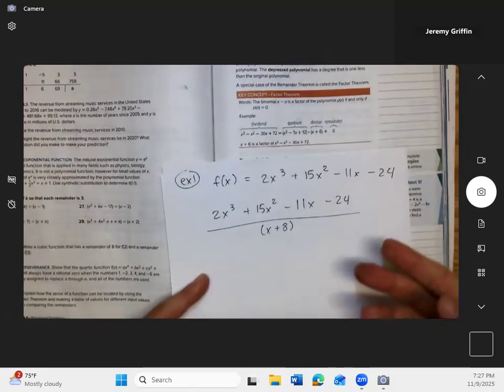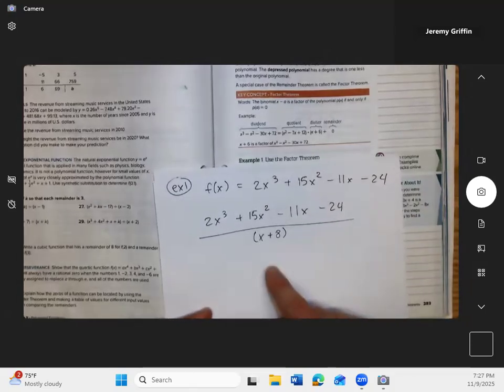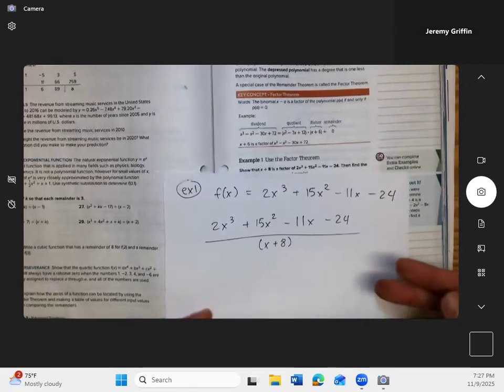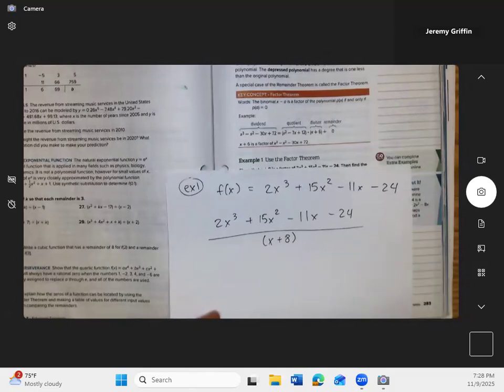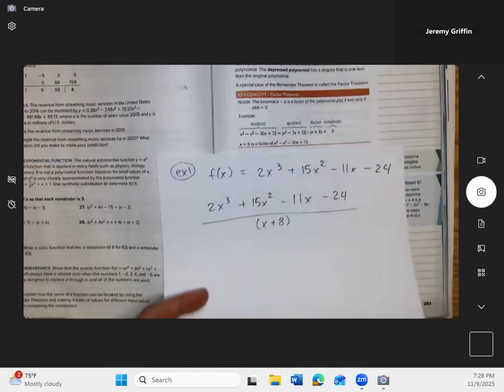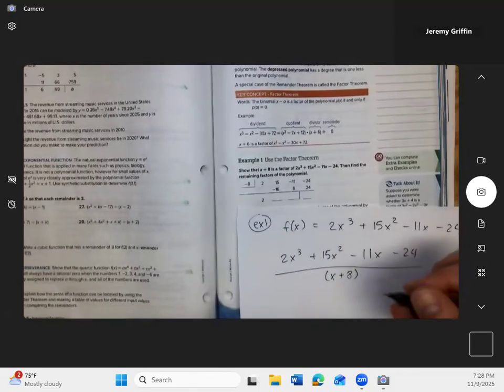If I do that and I get a remainder, then it would not divide evenly, and x plus 8 would not be a factor. But if you get a remainder of 0, oh, then they do divide. In fact, then you could carry on the puzzle from there. So you can factor that out. So let's try this with the synthetic division first, since that's what they're suggesting.